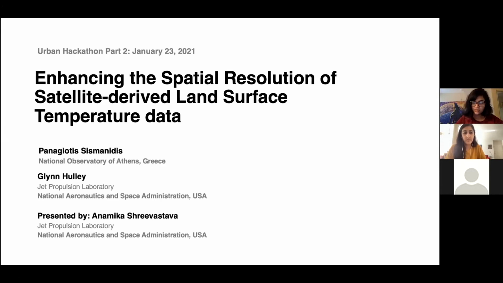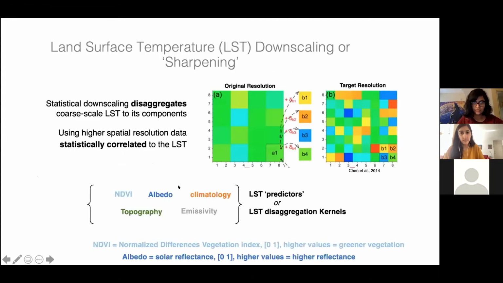The other product that we use in conjunction with ECOSTRESS is Landsat 8. The resolution of Landsat 8 is 30 meters. So in essence, what we are doing is downscaling, but it can also be called sharpening because we are providing a sharper, higher quality image.